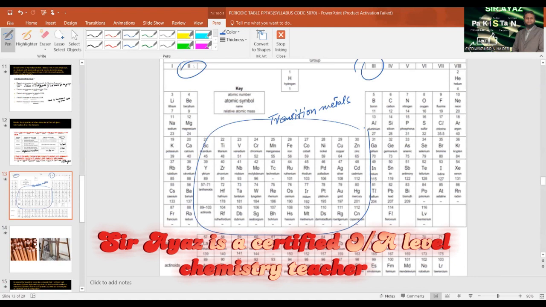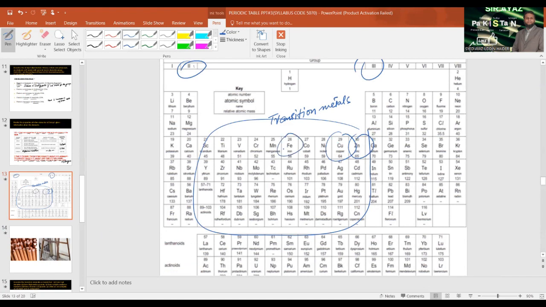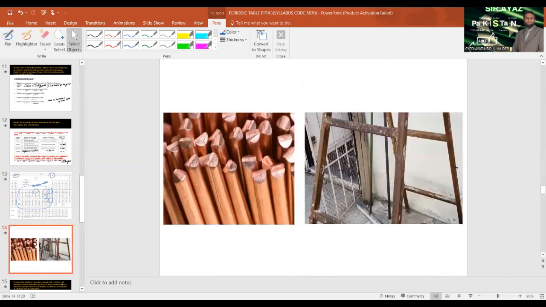You have notable elements of transition metals like copper, zinc, iron. These are very common. Gold, silver, these are also common. And other transition metal which is used in thermometer, it is mercury. The symbol of mercury is Hg. Here it is mercury.